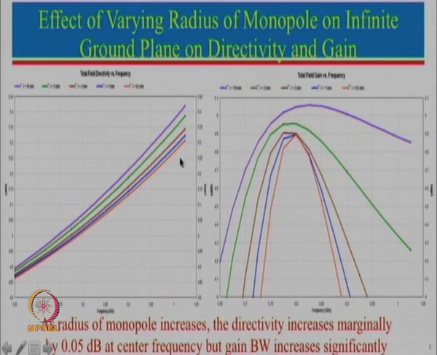Actually speaking, we have really enlarged the scale significantly, but in reality what you see here is the frequency with respect to directivity for different radiuses. Even though it may look significant, it is not at all significant. At the center frequency it is only changing by about 0.05 dB. So in reality we can say that the directivity of the monopole antenna does not depend upon the radius, especially for an infinite ground plane. So directivity will not change. In fact, in the next slide we will see that even the radiation pattern does not change.